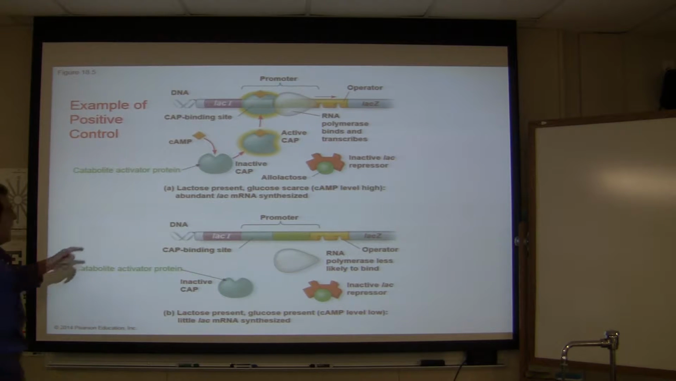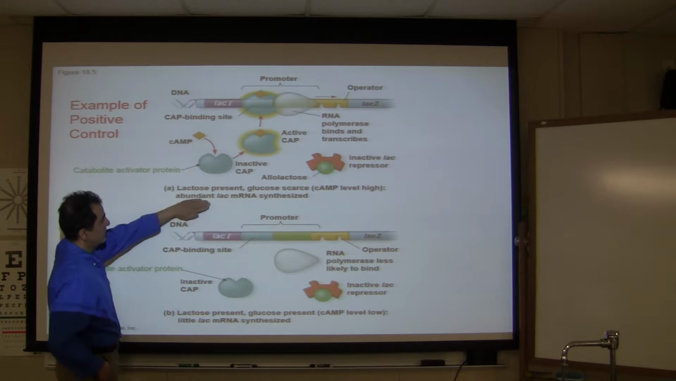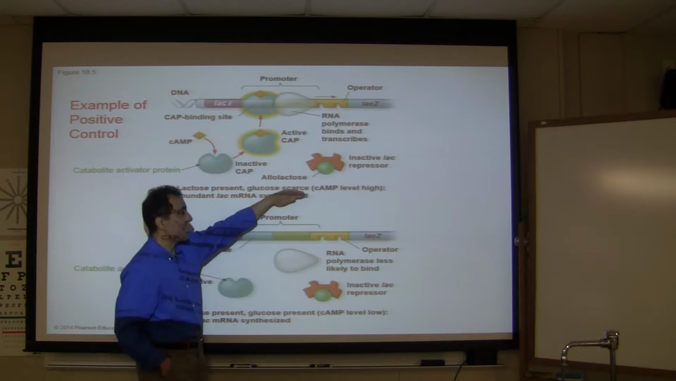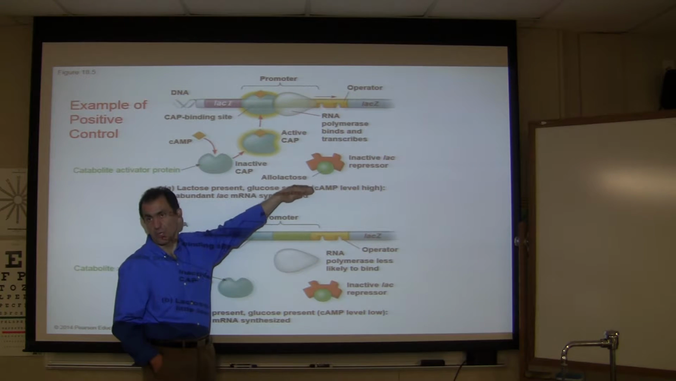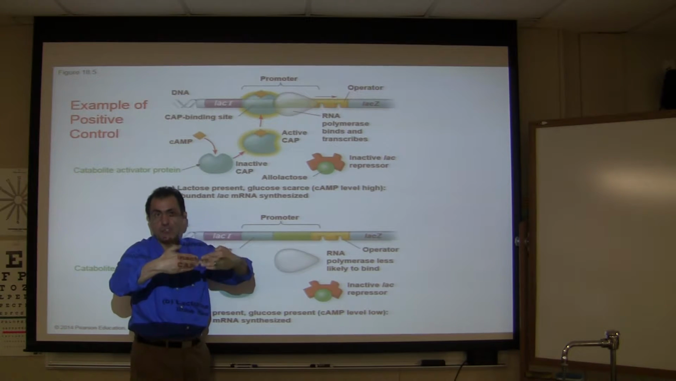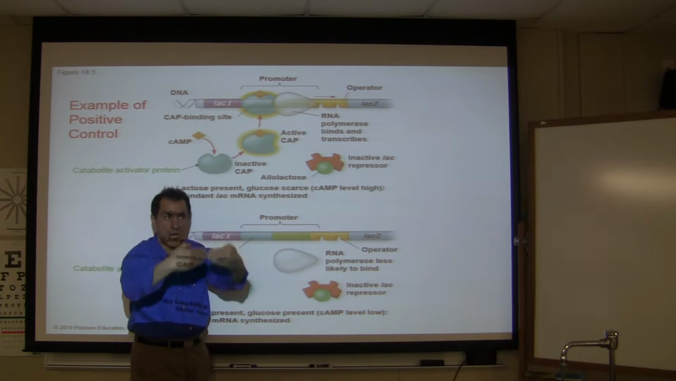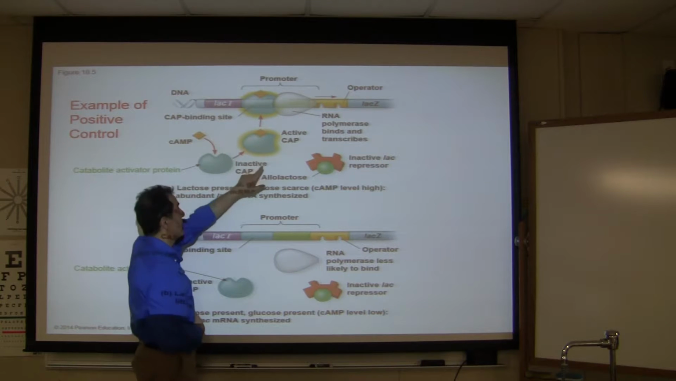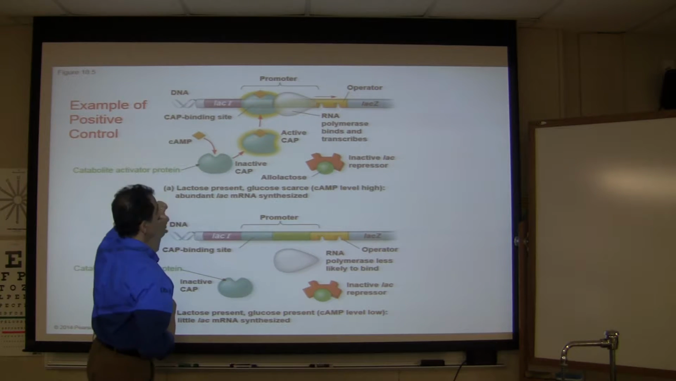Okay, look at this one. It says lactose present, glucose scarce. Scarce means there's not much. Inside of the cell, you do not have glucose molecules. When you do not have glucose molecules, this happens. And what is this? A positive. They call it a positive control.